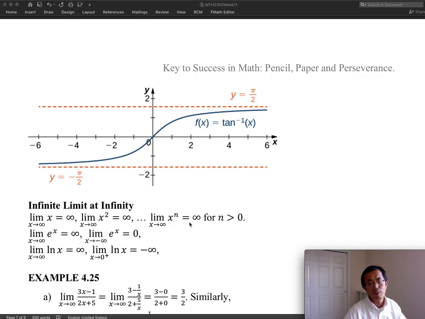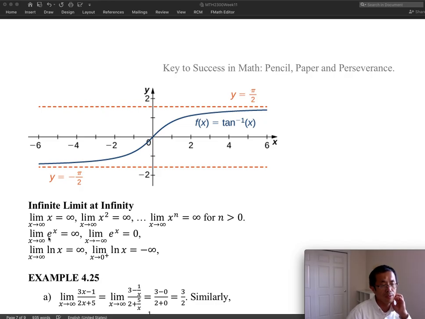And also, well, the conclusions are all for power functions. And sometimes we do consider functions other than power functions. Well, I mean exponential functions and logarithms. So let's take a look at a special case, limit as x approaching to infinity.